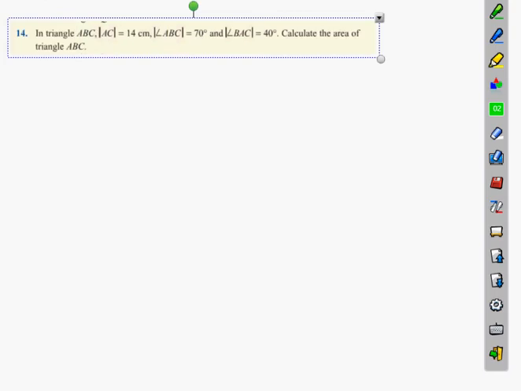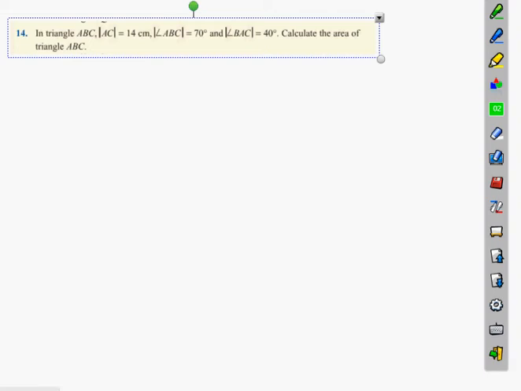In the triangle ABC, AC is 14, ABC is 70, BAC is 40 degrees. Calculate the area of this triangle, okay? So, to calculate the area of this triangle, we're going to use the formula a half AB sine C, okay?